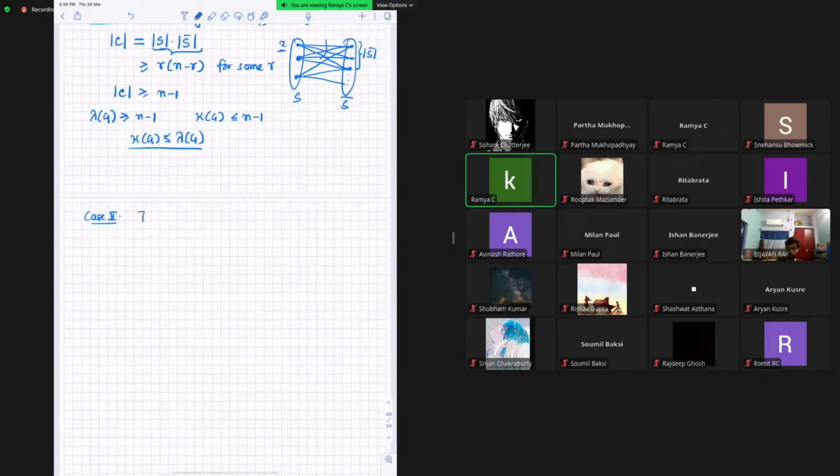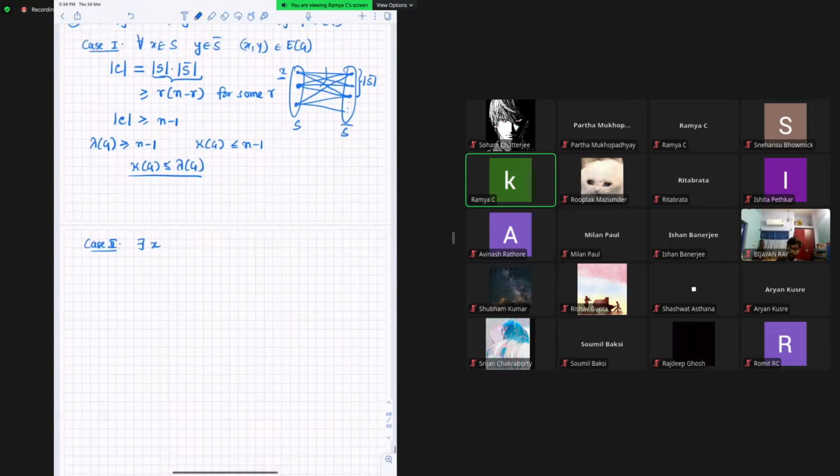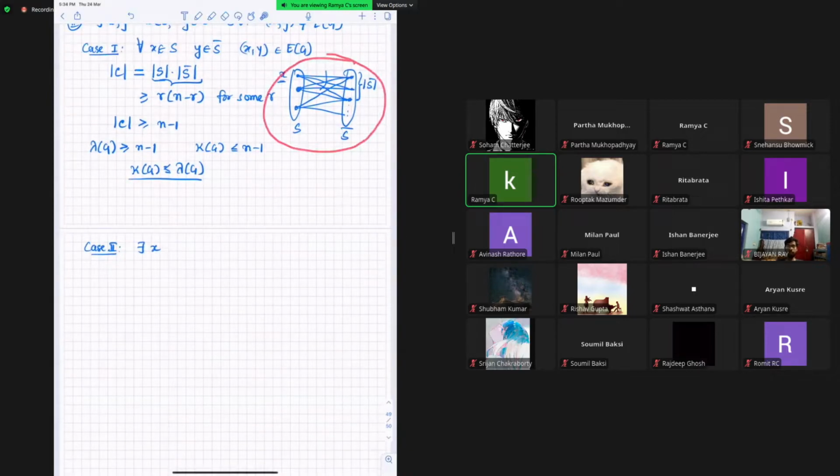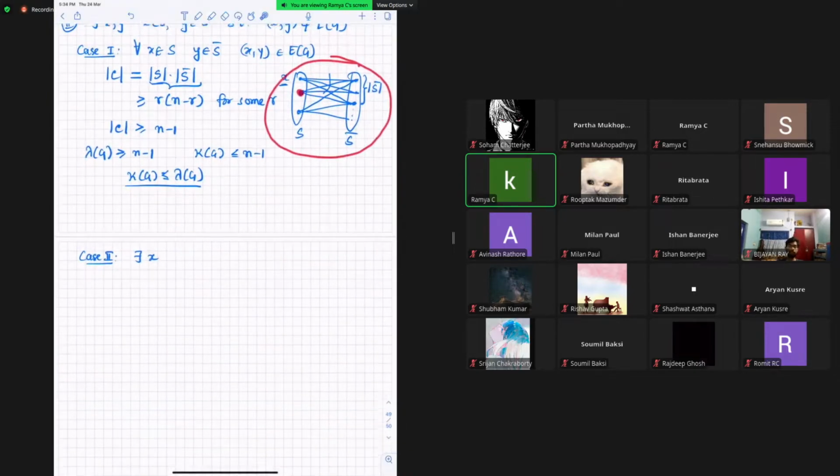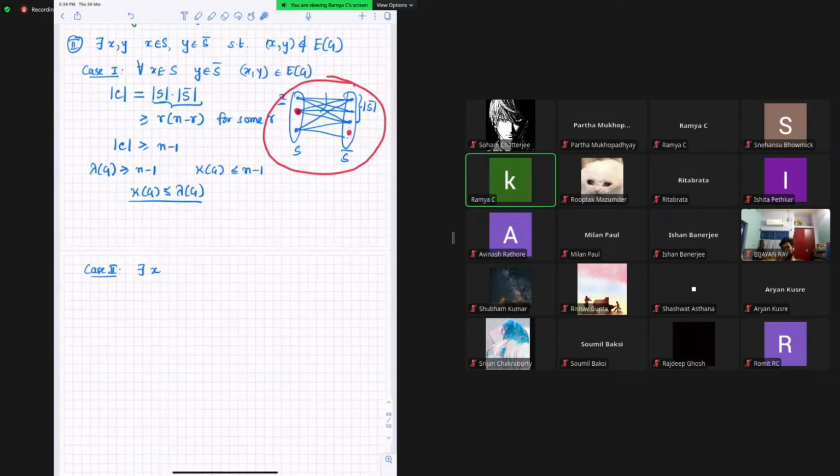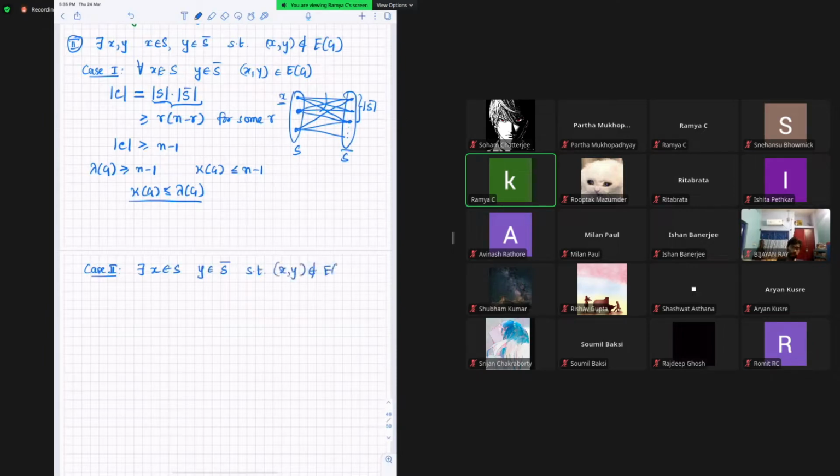Here it's not this nice. There is a vertex X here, and there is a vertex Y here, such that there is no edge between X and Y in the original graph directly. So X in S and Y in S bar, such that (X, Y) is not an edge in the original graph.